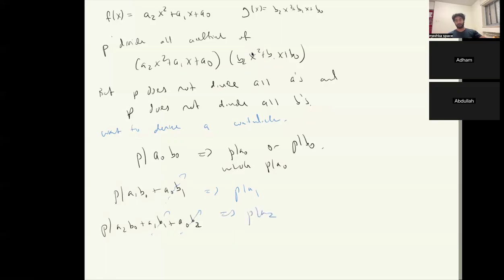It's like this. You assume p divides one of the two constant terms. Let's just assume it's the constant term of f, and then you just sort of induct by coefficient, and you'll see that p divides all the coefficients of f, and there's the contradiction. Does the argument make sense? I didn't try it.